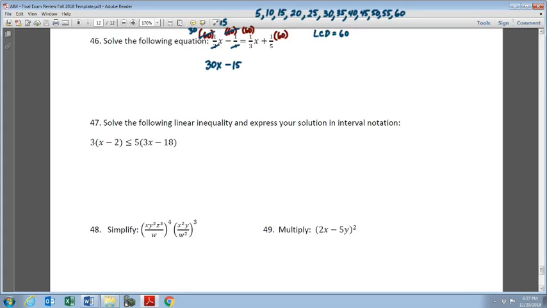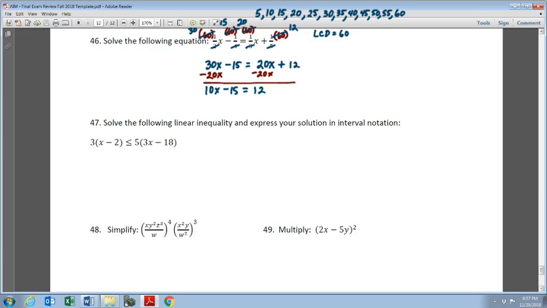On the other side, 60 divided by 3 is 20. So we have 20 times x. And 60 divided by 5 is 12. And so we've cleared the fractions. Now we need to get x on one side only. So we'll subtract 20x on both sides.